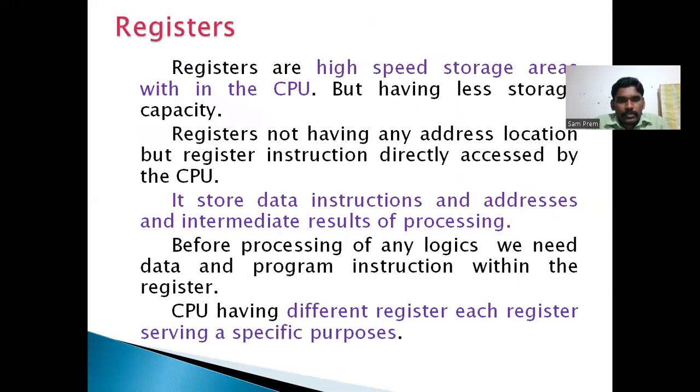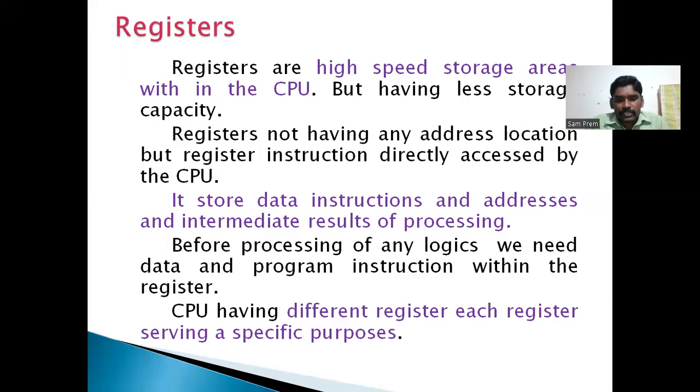Okay. Next one, register. A register is nothing but a high speed storage area. The data is stored in the processor itself, but it has less storage capacity. Registers do not have any address locations, but register instructions are directly accessed by the CPU. It stores data, instructions, addresses, and intermediate results of processing. So before processing any logic, we need data and program instructions within the register.